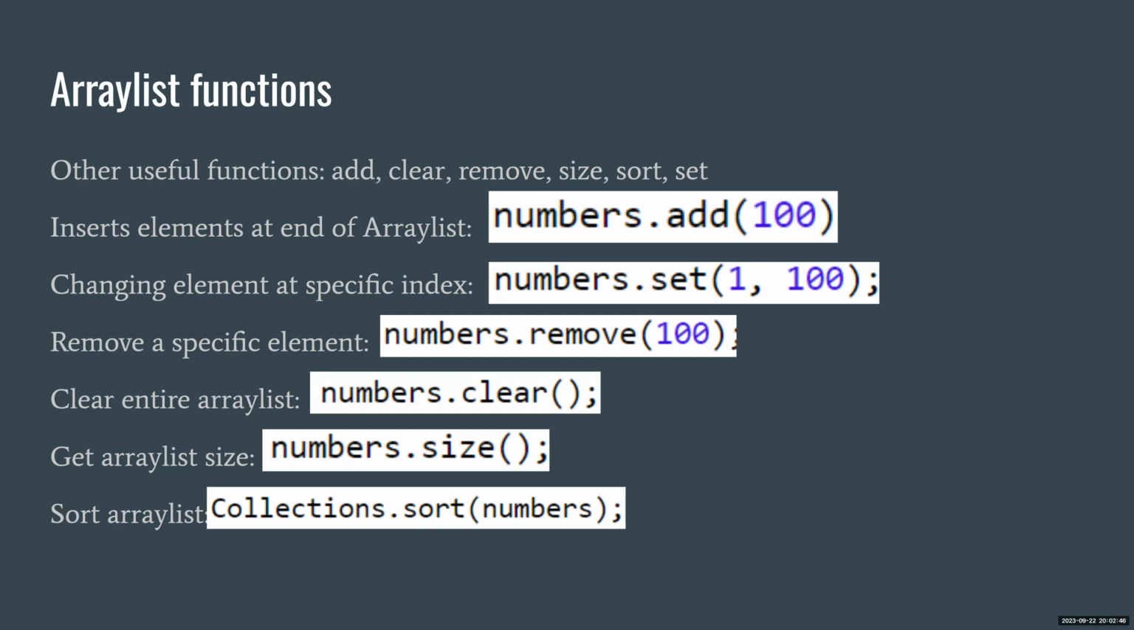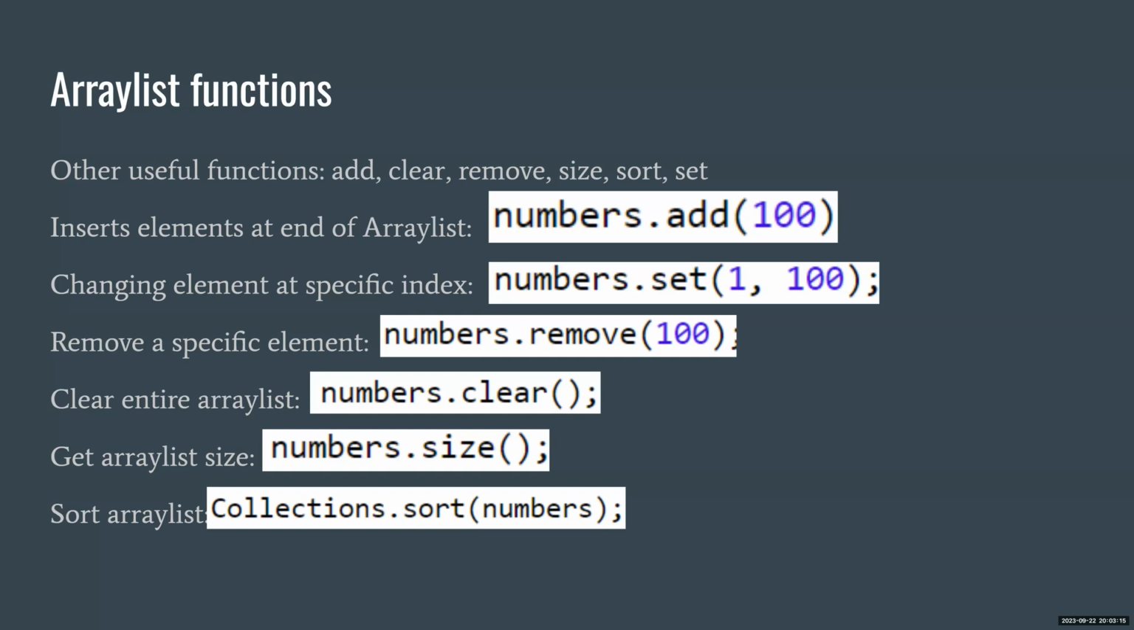So if you just type numbers.remove, or the name of your array.remove, whatever value you want to remove, it'll remove that value. Pretty convenient. And then next we have the clear function. This one is just if you want to clear every single value in your array. Instead of making a new array list or removing every single value that exists there, you just use.clear.